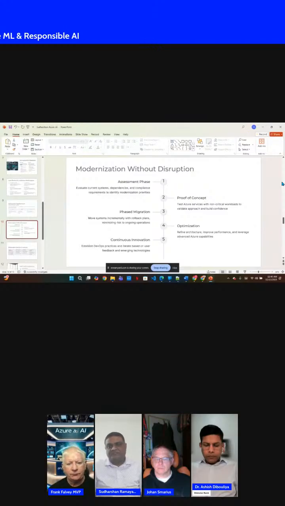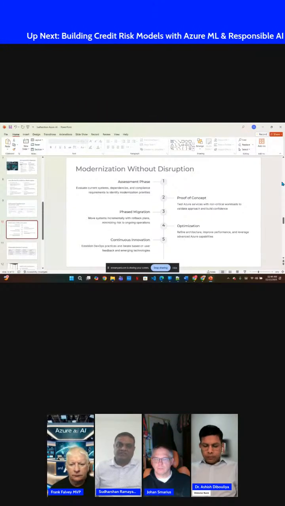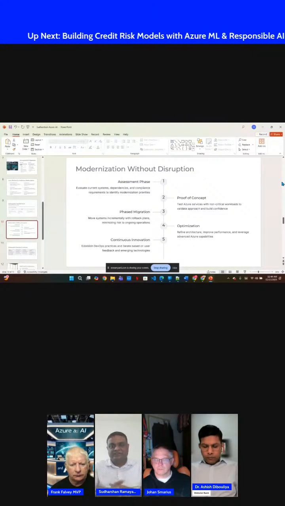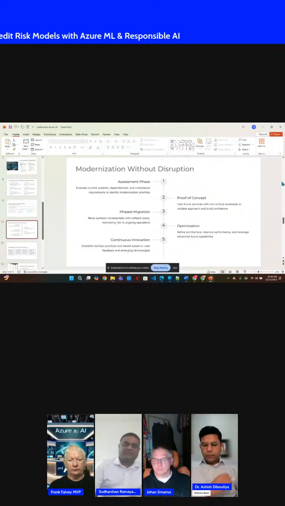And then optimization: refine architecture, improve performance, and leverage advanced Azure capabilities. The last one is continuous innovation. For every industry, the world is not going to end at one. If you have installed one thing, that is not the end. You need to keep hunting for new innovations, new features, new market requirements, and new customer features. That's why innovation has to be done rigorously: establish DevOps practices and iterate based on user feedback and emerging technologies.